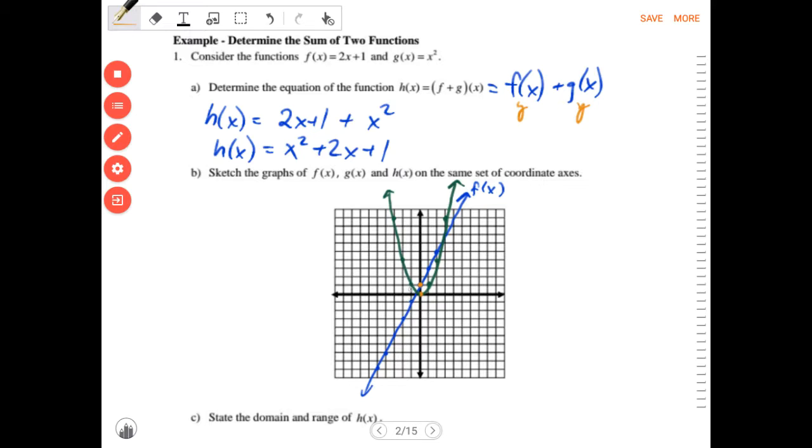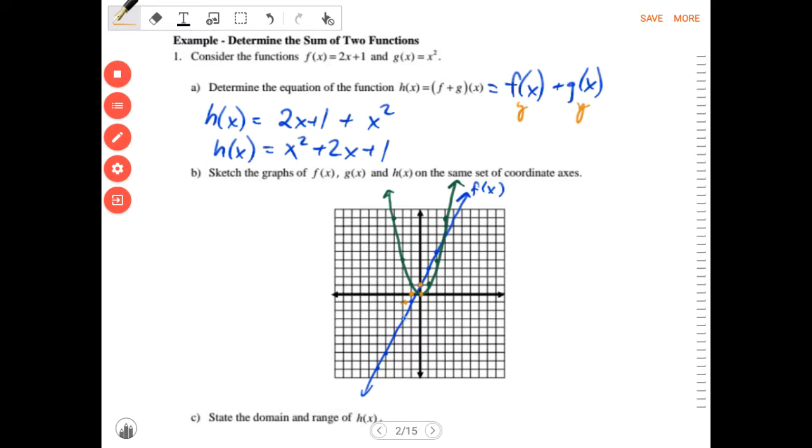Okay, so let's look at the point x is -1, so right here. So the y value there is -1. The y value here is +1. -1 and +1 make 0. Oh, okay. So let's look here.